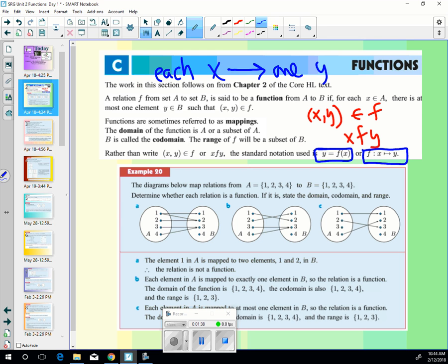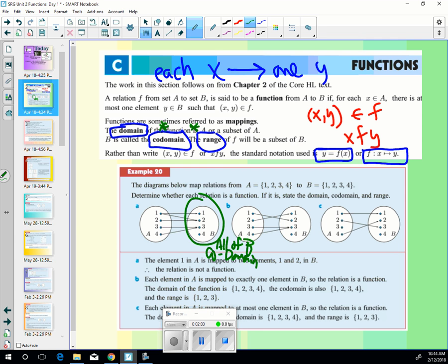So when we're mapping, you have this domain, and this might be a new one for you, codomain and range. Would you put a little star next to these two? These, you've got to know the difference. The codomain is all of what's in the second one. All of B is your codomain.